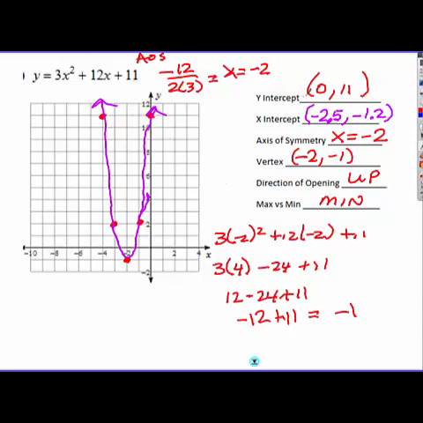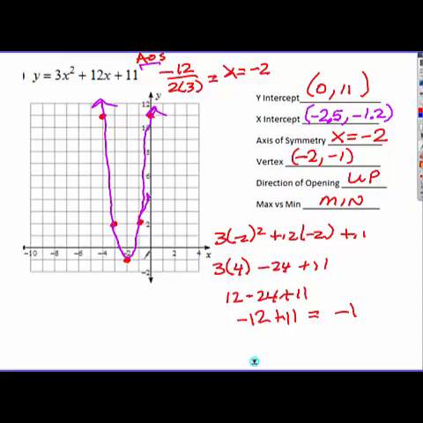All right, so there's where we get y-intercept of (0, 11). The x-intercepts should have been, so we're looking at these two values here, right? So it looks like in this case, negative 2.5 and negative 1.2. Axis of symmetry up here: negative 12 divided by 6 gives me negative 2. Plug in negative 2, and we get 3 times 4 minus 24 plus 11. 12 minus 24 plus 11 gives me negative 12 plus 11 equals negative 1. So there we go for that. That gives me my vertex.